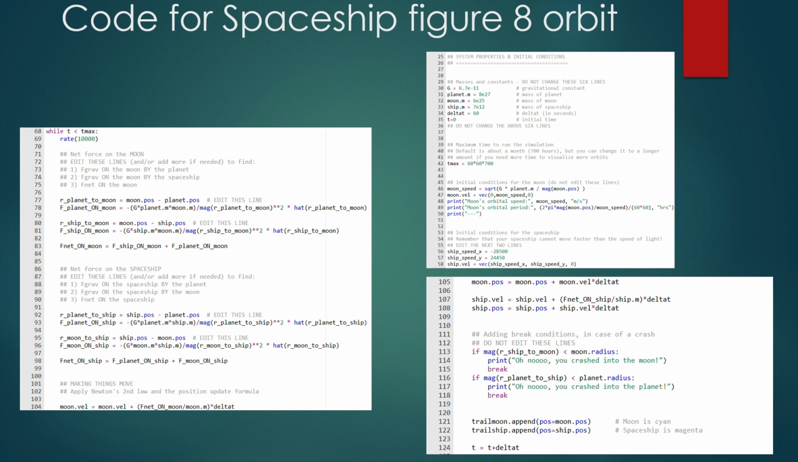Here's the code for the figure-8 orbit of the spaceship. We had to calculate the distance between the ship and the moon and the planet, and vice versa. We had to calculate these distances to be able to use the universal law of gravitation to find the force on the moon and the ship, to therefore be able to calculate their motion, in which we use Newton's second law with the velocity update formula, and then the position update formula, and from there that just calculated our figure-8 orbit.